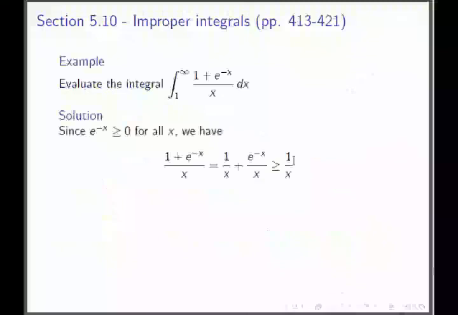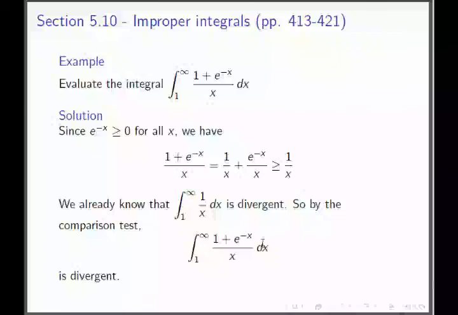But we already know that the integral from 1 to infinity of 1 over x is divergent. And so this is a smaller function, this is a larger function. The integral of the smaller function is infinite, so the integral of the larger function is also infinite. So that tells me that this integral diverges, because it is bigger than a function whose integral diverges.